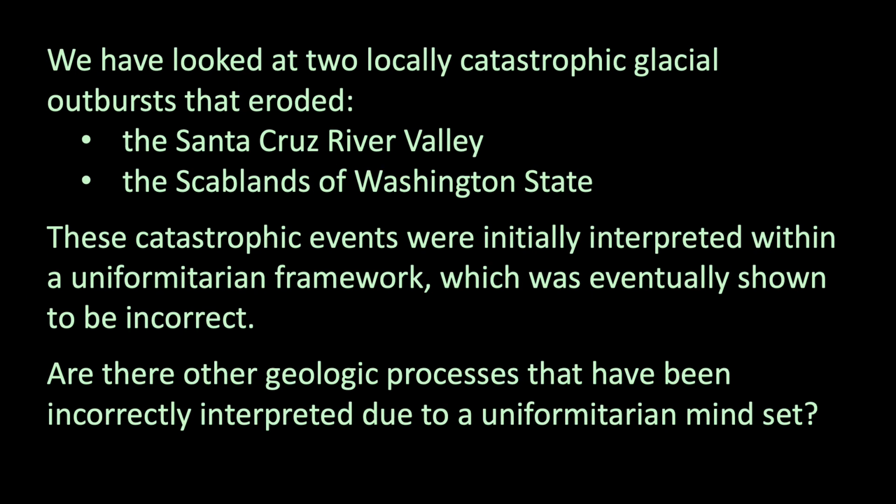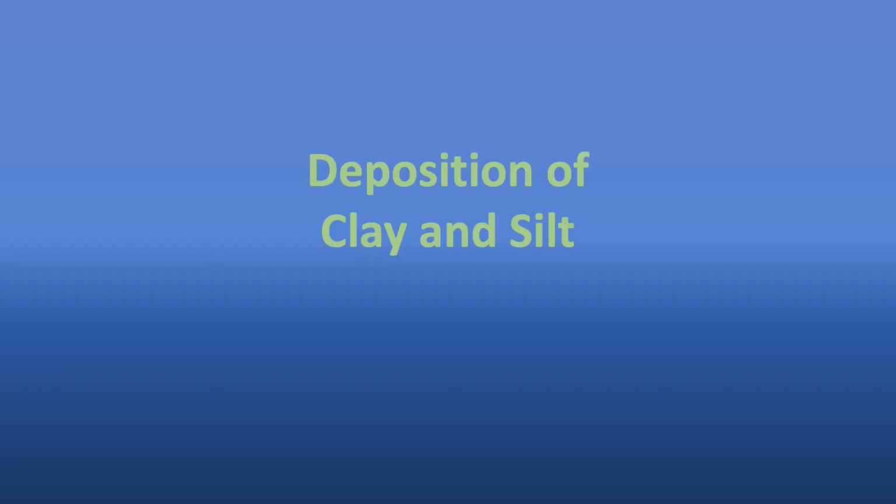So we've looked at two locally catastrophic glacial outbursts that eroded the Santa Cruz River Valley and the scablands of Washington state. These catastrophic events were initially interpreted within a uniformitarian framework, which was eventually shown to be incorrect. So let me ask the question: are there other geological processes that have been incorrectly interpreted due to a uniformitarian mindset? Let's look at the deposition of clay and silt.